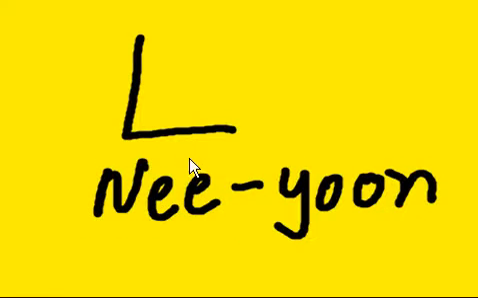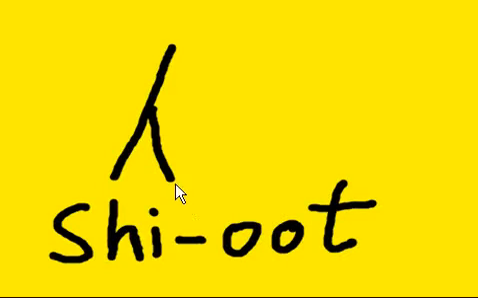이것은 뭐예요? This what is? 니은입니다. A neon it is. 이것은 뭐예요? 시옷입니다. Oh, that sounds terrible. 시옷입니다. Let's get past this one quick.